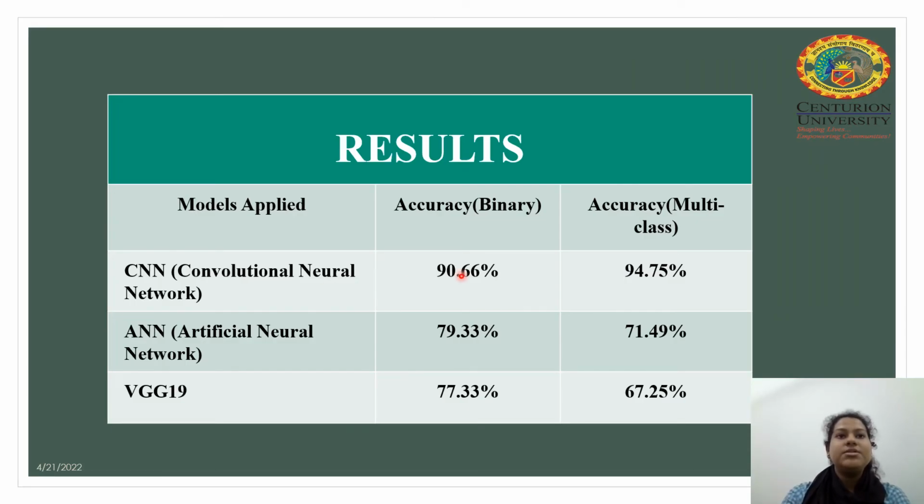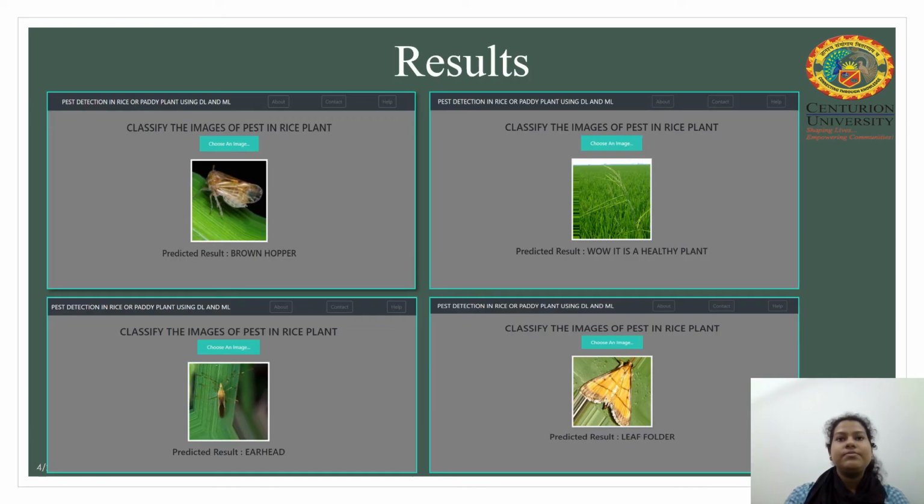Here are our results. CNN gives 90% accuracy in binary classification and 94% in multi-class classification. ANN gives 79% in binary classification and 71% in multi-class classification. And VGG19 gives 77% accuracy in binary classification and 67% in multi-class classification.